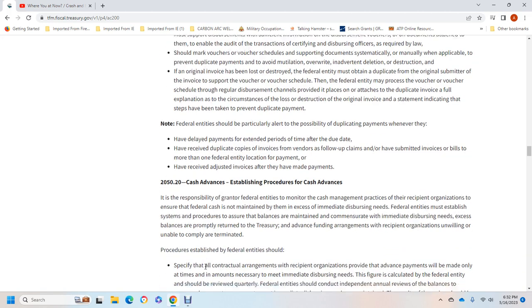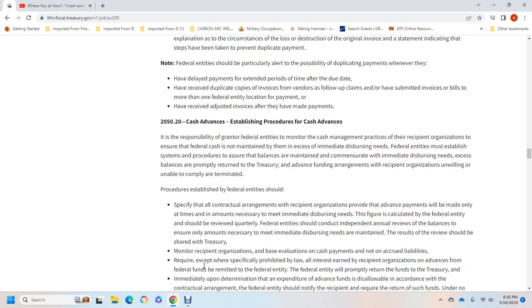to comply with the terminated procedure. The federal entity should specify all of the contractual agreements for the recipient organization providing the advance payment, that will be made with the times and amounts necessary to meet immediate disbursement. The federal entity should be reviewed quarterly and should be conducted independently, with an annual review of the balance of all amounts, only amounts necessary to meet immediate disbursement needs to maintain. The result of the review should be shared with the treasury.